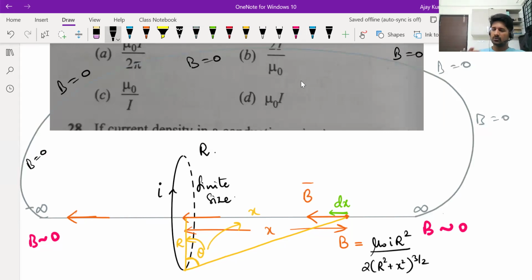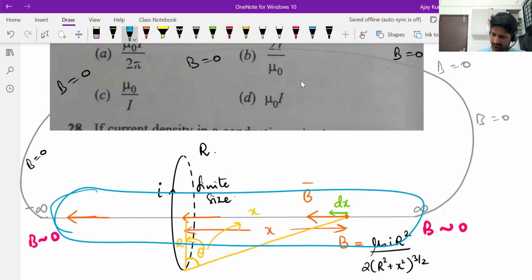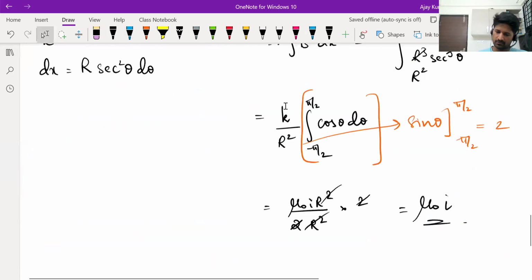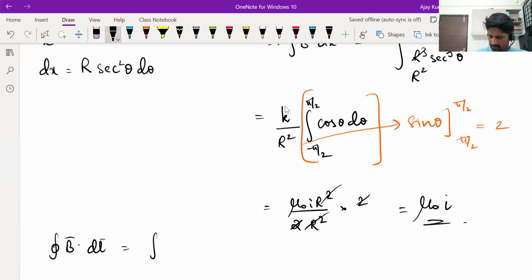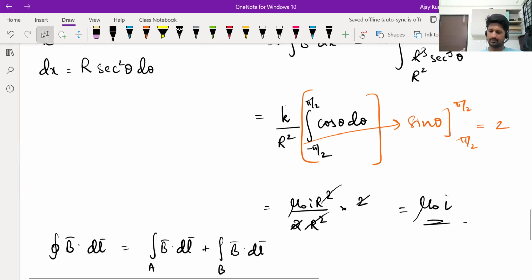Okay. So if you do integral b dot dl over this closed path, effectively you will be getting integral b dot dl over this straight path itself. Because for the remaining part b is 0, integral b dot dl is also 0 anyway. What I'm saying is call this part as A and call the remaining part as B. So total closed integral b dot dl is basically integral b dot dl over the part A plus integral b dot dl over the part B.